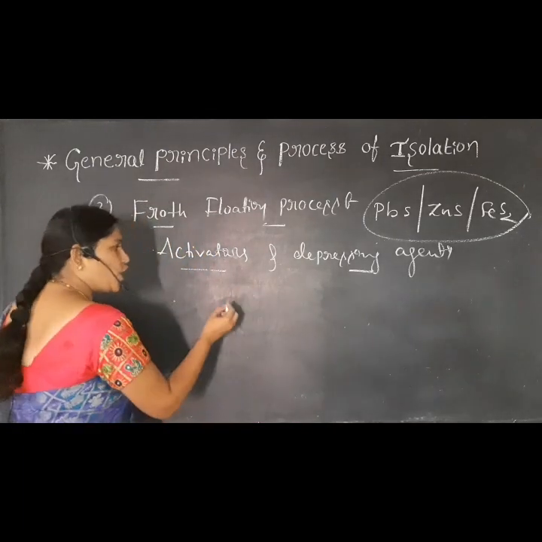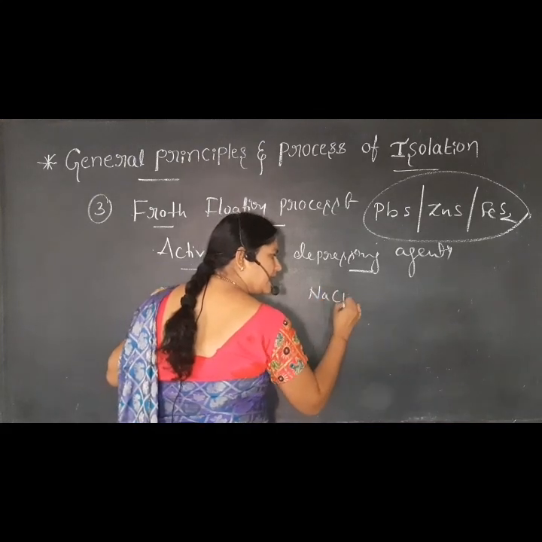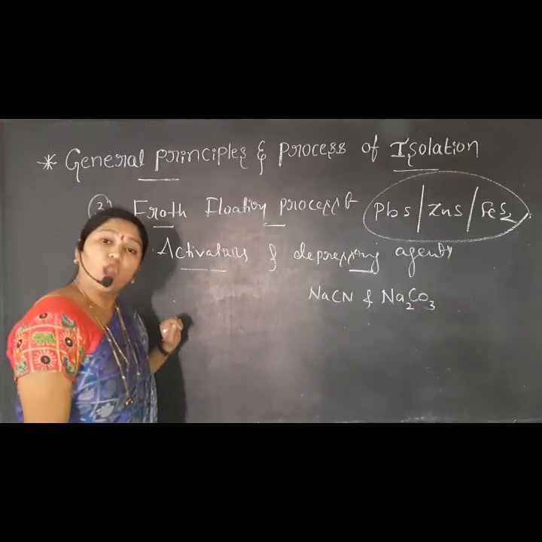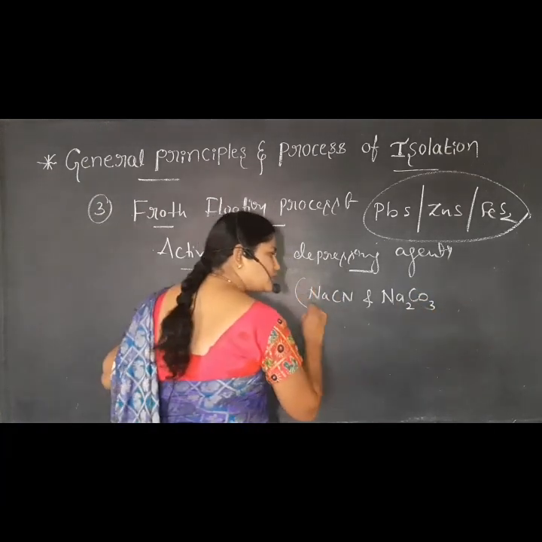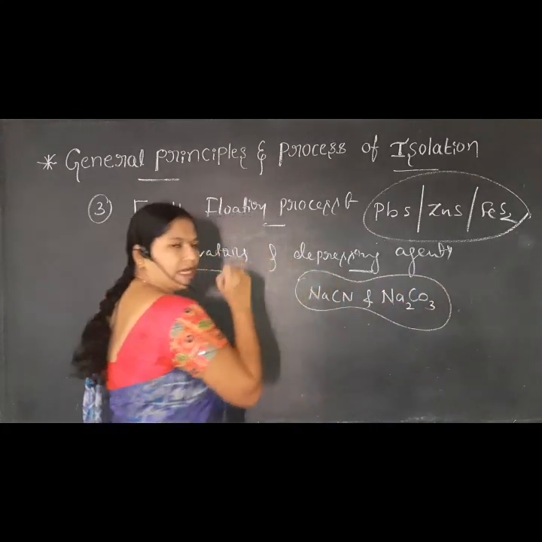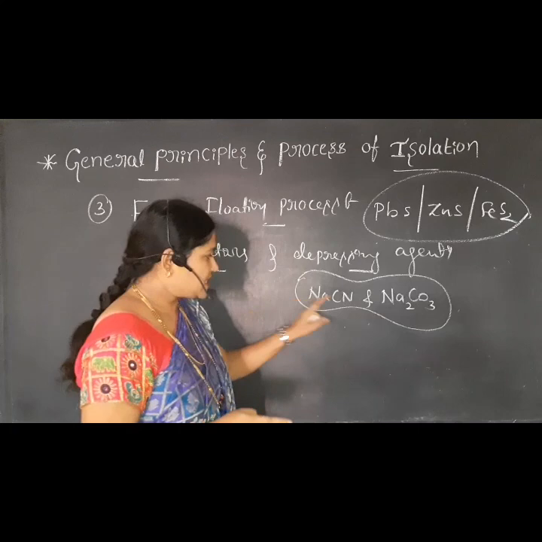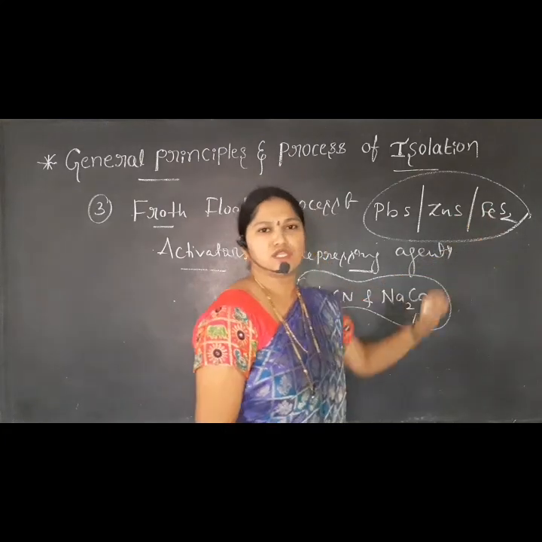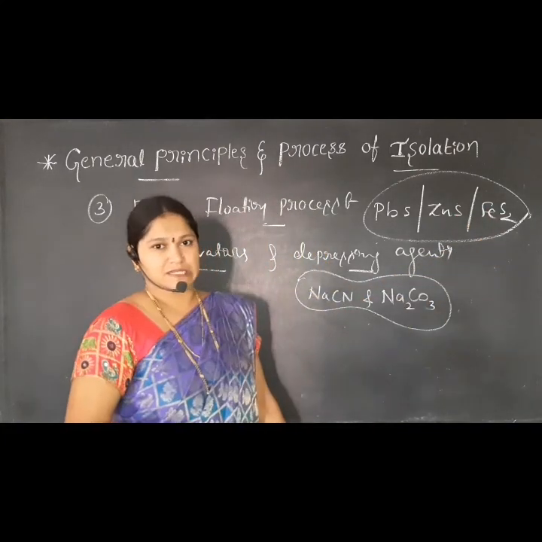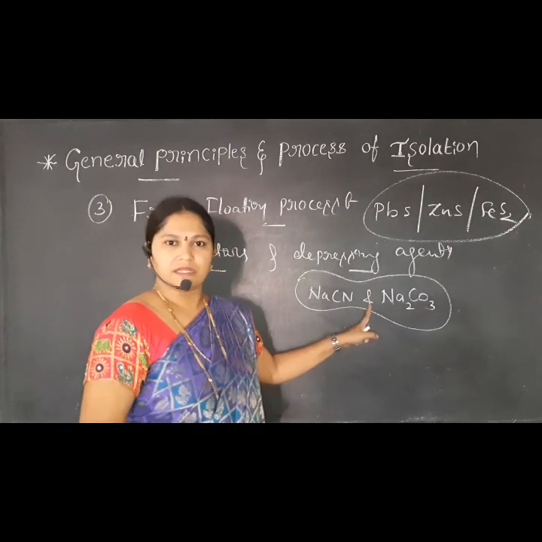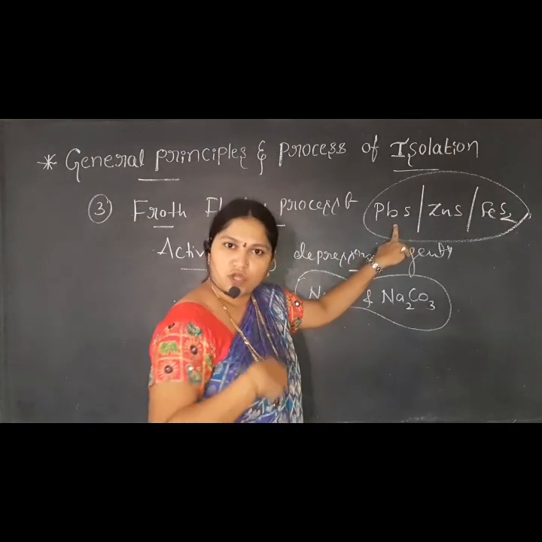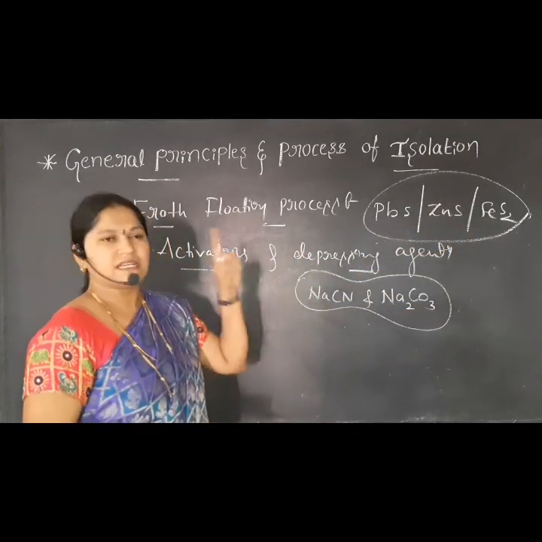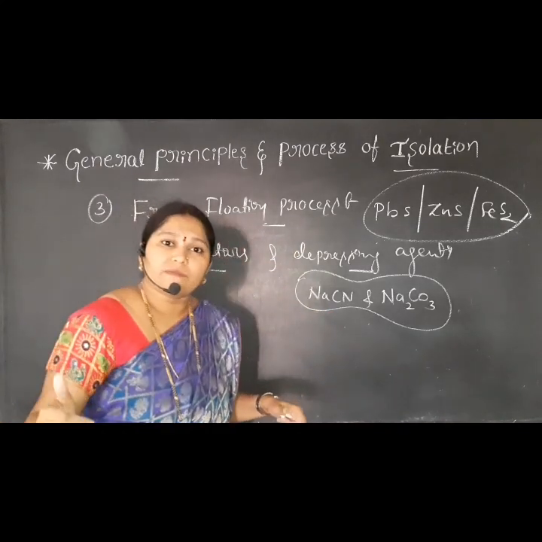Along with xanthate collector, if you add sodium cyanide and sodium carbonate, Na2CO3, this reagent will act as a depressing agent for both ZnS and FeS2. That means how beautiful the chemistry is: when these two chemical substances are added, it allows only PbS to the froth but not ZnS and FeS2. It depresses the action of ZnS and FeS2 and it allows only PbS.